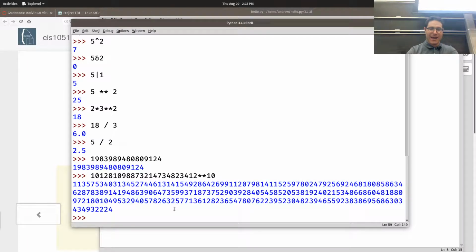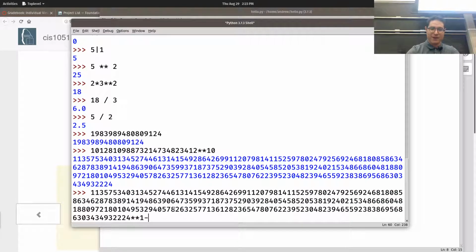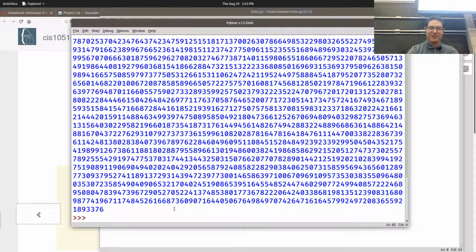Let's go ahead and raise that to the 10th, this giant thing to the 10th power, and see how that goes. Pretty well, right? Python does not care. It does not care about such paltry limitations as the size of numbers that other programming languages have to deal with. Integers can be as big as it damn well pleases. So, you know.